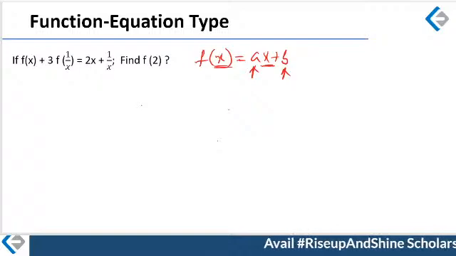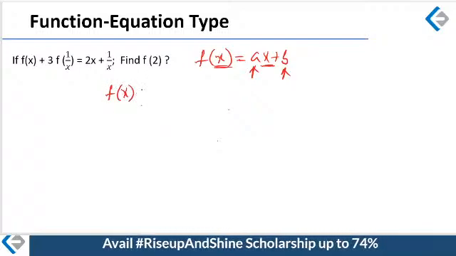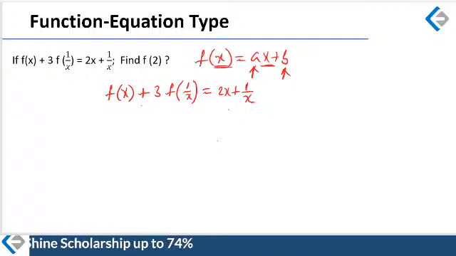Let me write this function first. f of x plus 3 times f of 1 by x is equal to 2x plus 1 by x. This is what is given to me.